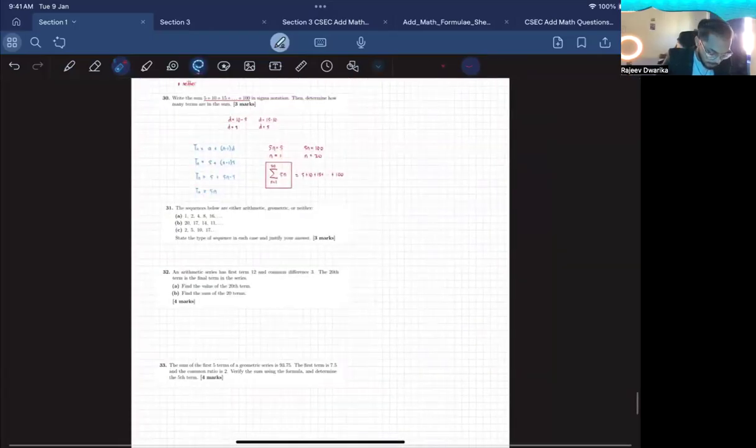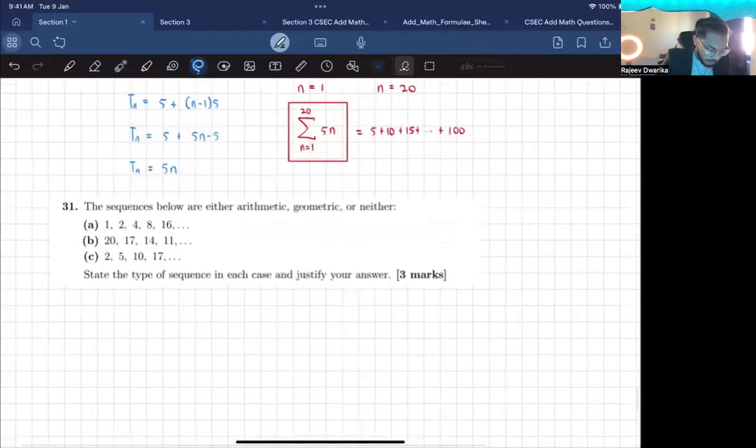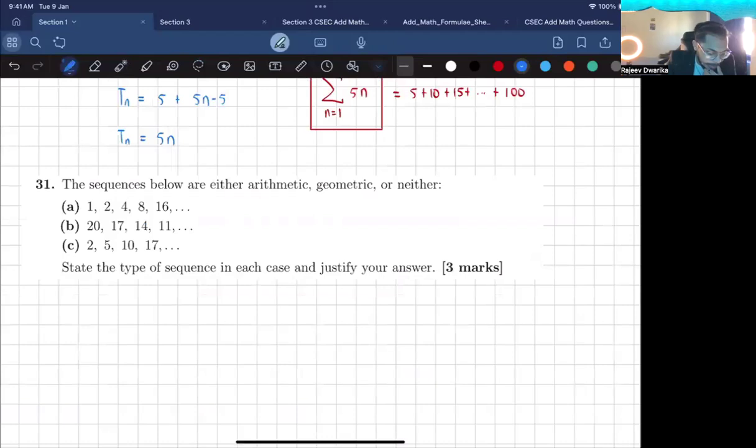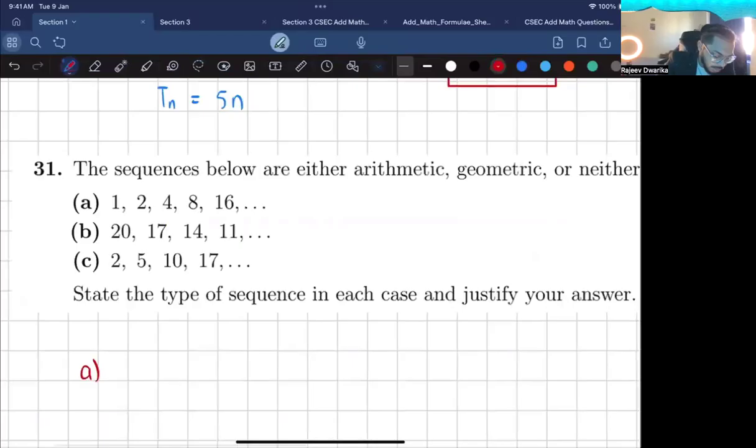Let's keep pushing. So Annalie, I'm going to call for help, right? The sequences below are either arithmetic, geometric, or neither. State the type of sequence in each case and justify your answer. All right. So, Annalie, you're going to help me with part 1. What does it look like I have to do to get each consecutive term? Multiply by 2. Right.